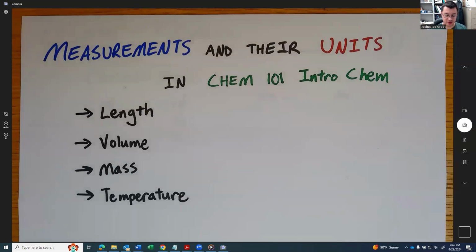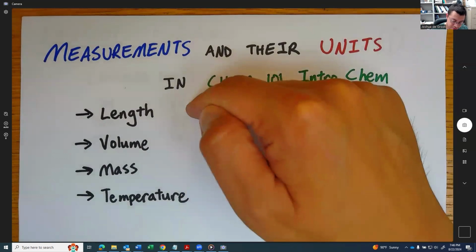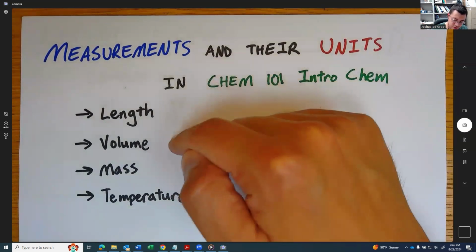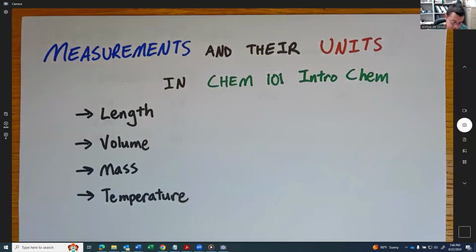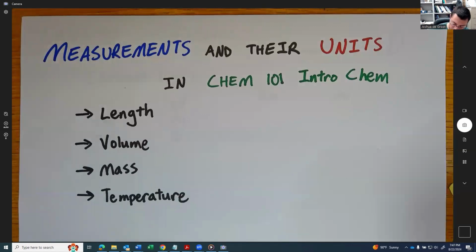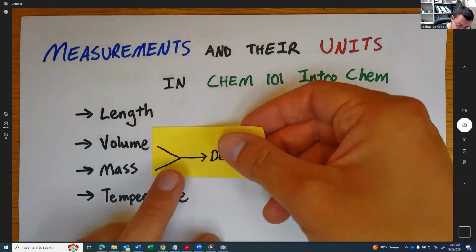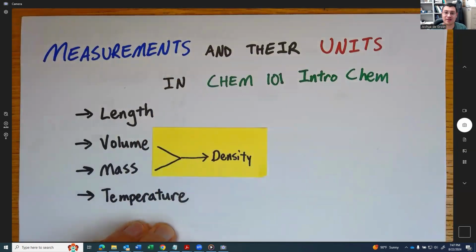Hey, so we're going to be talking about measurements that are common in Introductory Chemistry, a Chem 101 course, and their associated units. Okay, we're just going to keep this nice and simple. We've got four things we'll be talking about today. We'll be talking about length, and we'll be talking about volume. Volume is the third dimension of length. And then we have mass, and then we have temperature. One more thing we'll talk about is we're going to sneak in a discussion relating mass and volume together, and we're going to call that density.